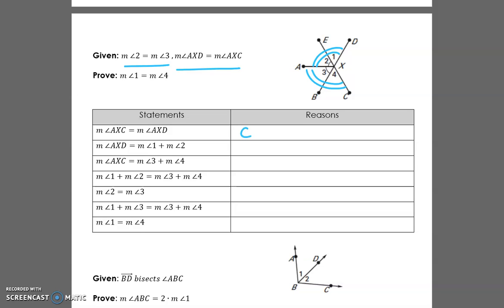This first piece of information is just given information. Okay, then they make the claim that the measure of angle AXD is equal to the measure of angle 1 plus the measure of angle 2. So baby angle plus baby angle equals the big angle. This looks like angle addition postulate. Next, they say that the measure of angle AXC is equal to the measure of angle 3 plus the measure of angle 4. This looks like angle addition postulate as well.